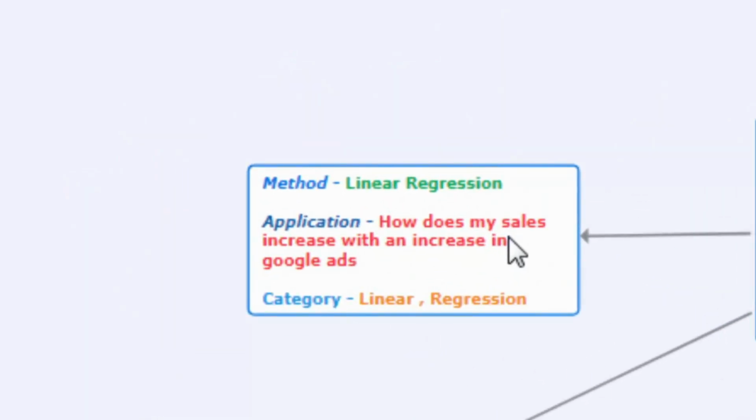So, as the name goes, it's a regression method, and this would predict the change in the output variable based on the change in the input variable. For example, how does my sales increase with an increase in Google Ads? So, the relationship is linear, and this would be regression.